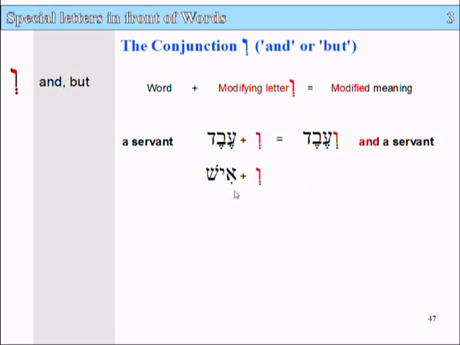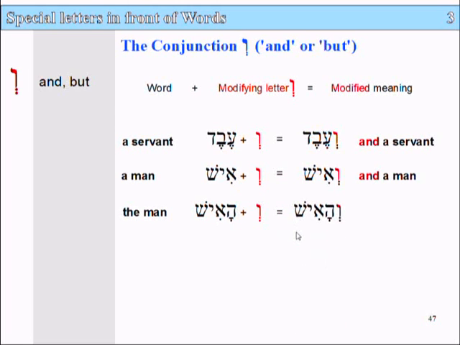If we take the word man, or a man, ish, and we add the vav, we get ve'ish. And a man. If we take the word for the man, ha'ish, the man, and we add a vav, we get veha'ish, and the man. Veha'ish, and the man.